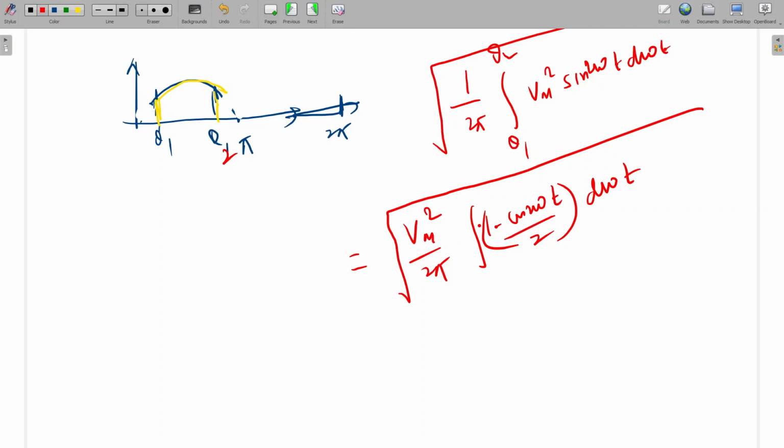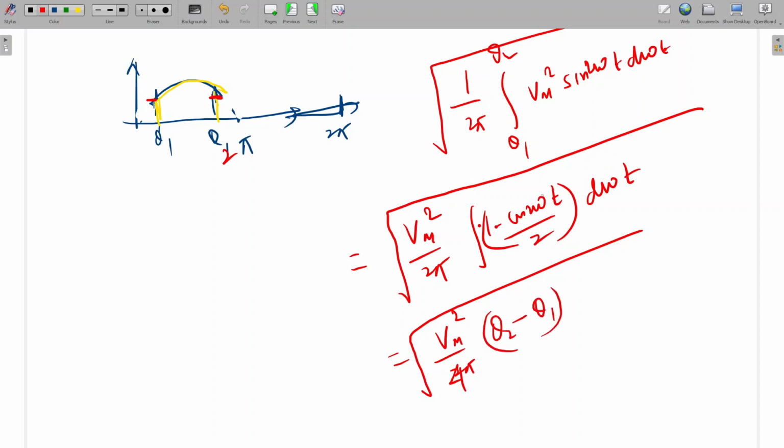See this part, if it is at the same height, this part will be cancelled. So it will be Vm square by 2 pi, with the 4 pi, 2 I am keeping here, into the first term theta 2 minus theta 1. The other term is sine 2 omega t by 2. So the theta 2 and theta 1 part will be cancelled, and the final will be this only. Is it clear?